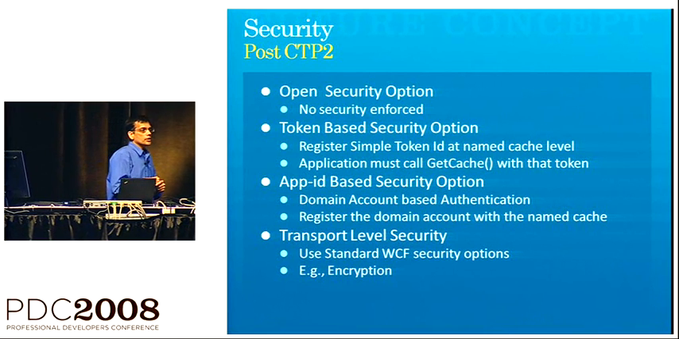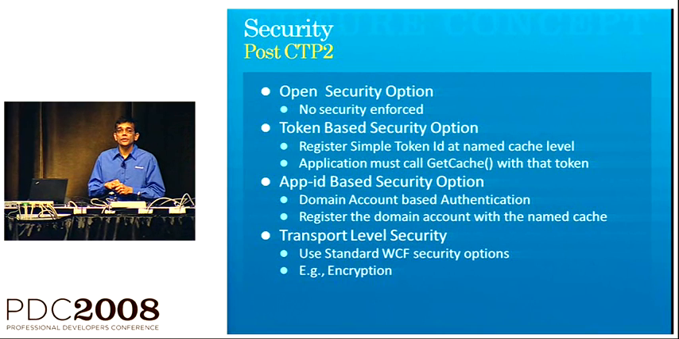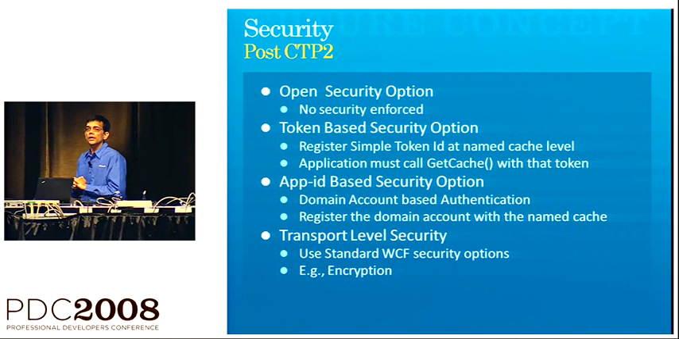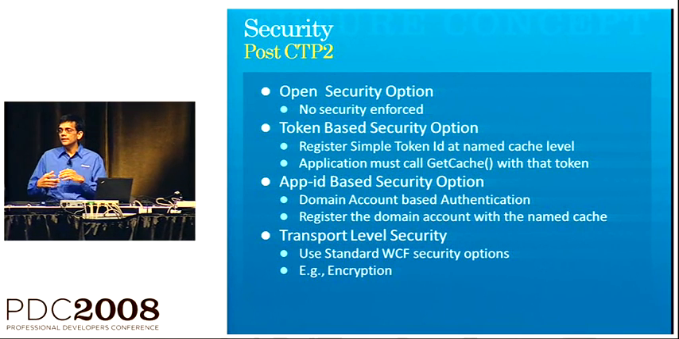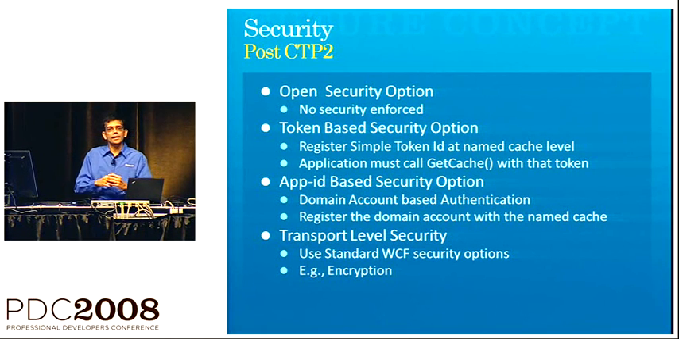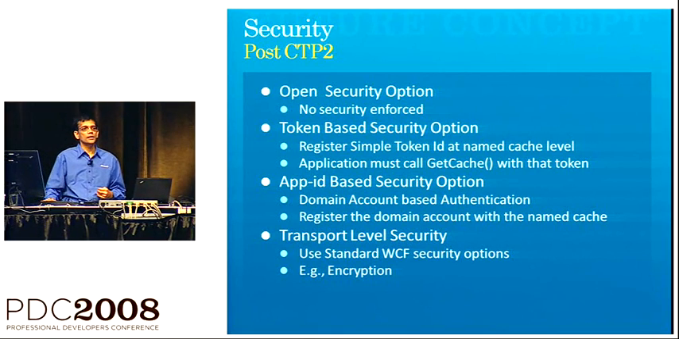There's also transport level security. Internally, we use WCF for all our communications. So you can pretty much go and tweak and add all the standard WCF transport level security, like encryption, compression, whatever you want there as well. It's an open-ended thing, so you can pretty much add what you want at that lower level. So these are the various security options that we're looking at.